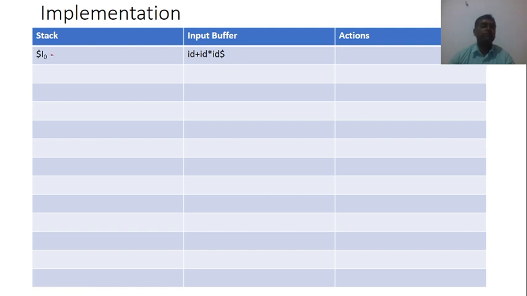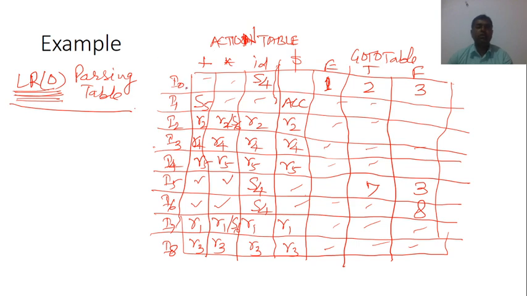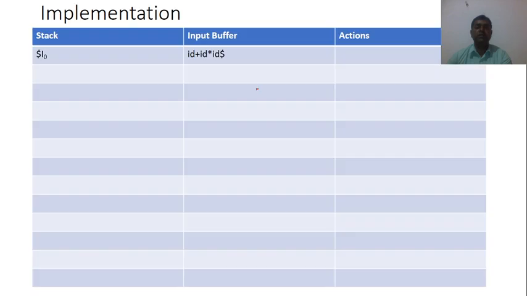Now here I am getting I0 and ID. Just go into the table and check the entry in I0 row and ID column. That is S4. What does it mean? It means shift and go to I4.